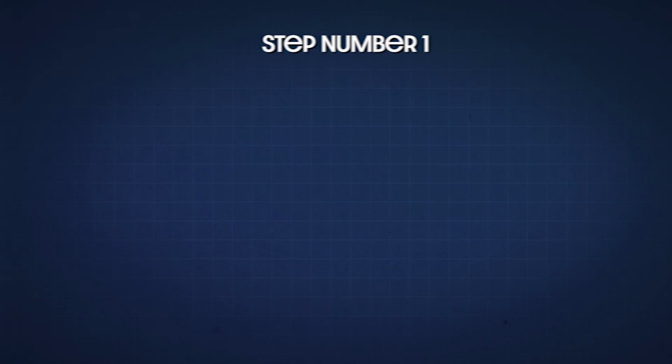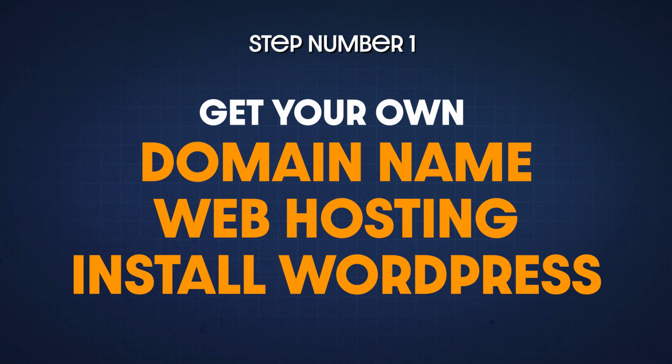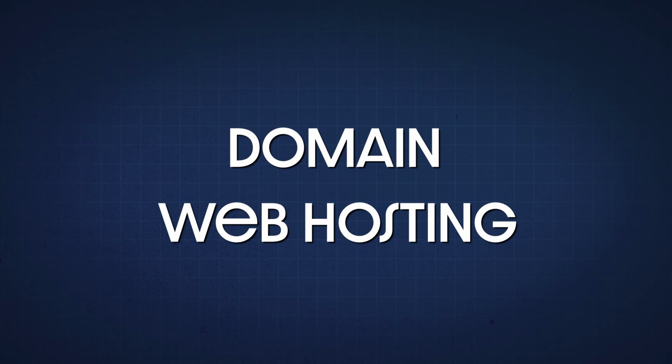Let's get started. So step number one is to get your own domain name, your web hosting, and to install WordPress. Now, in order to make your website actually function, you have to have two things. You have to have a domain name and you have to get web hosting. It's the same thing as getting a phone number and then signing up for service with Verizon, for instance. You have to sign up for that service so that your site is actually online.